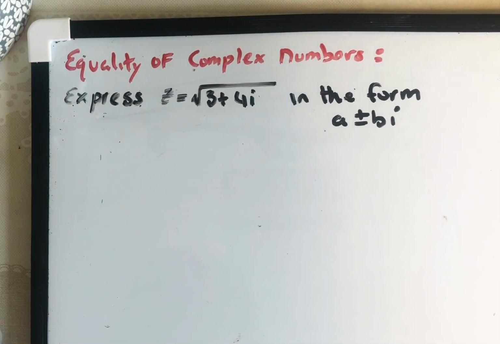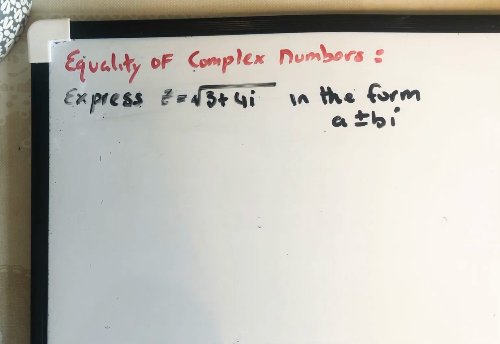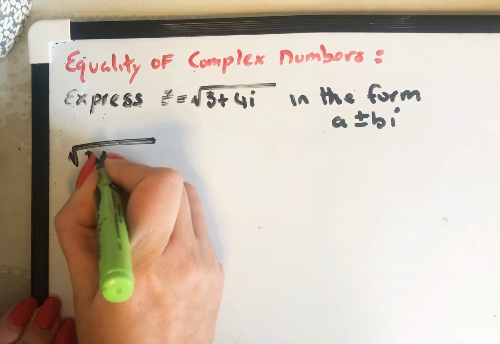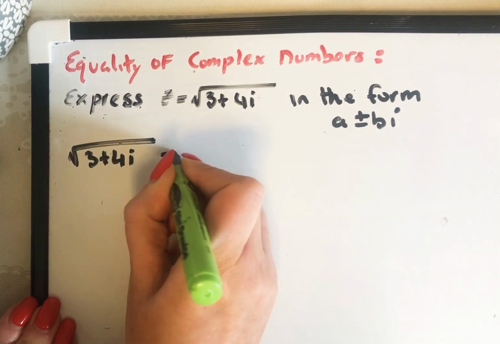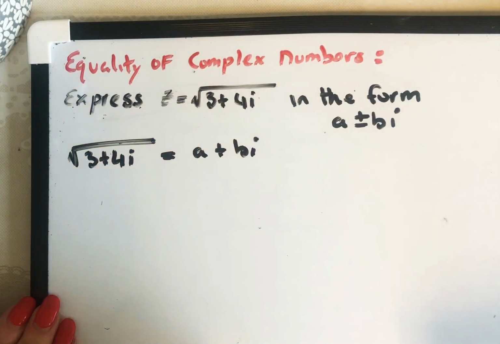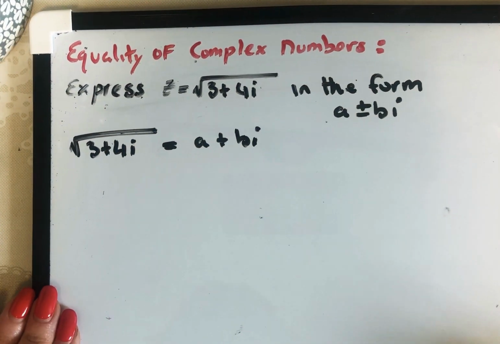We're still focusing on equality of complex numbers and we're faced with this question here. Express z, which is equal to the square root of 3 plus 4i, in the form a plus or minus bi. So let's begin by rewriting our question. So the square root of 3 plus 4i, and we're going to equate it to a plus bi because we know it's of the form of a complex number, which is a plus bi.